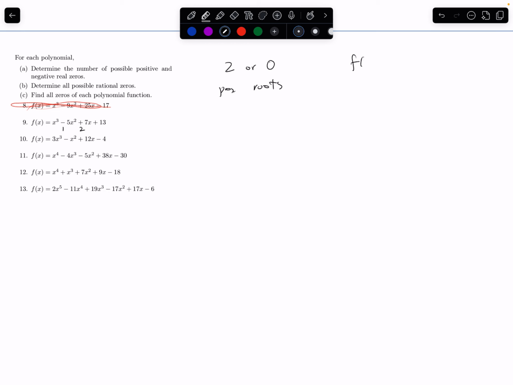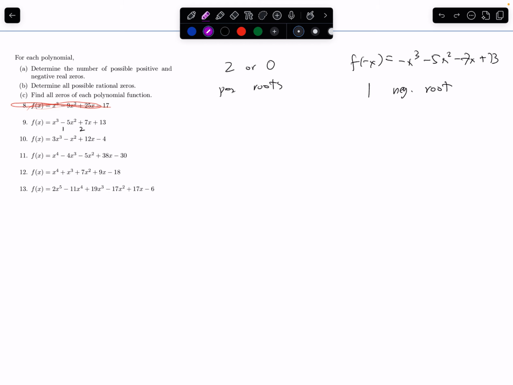Now let's check f of negative x. That would be negative x cubed minus 5x squared minus 7x plus 13. So I got 1 sign change from negative to positive right there. That means 1 negative root. Okay, that's good to know. I know there has to be 1 negative root, so I'm going to check for that negative root because I'm guaranteed at least 1 negative one.